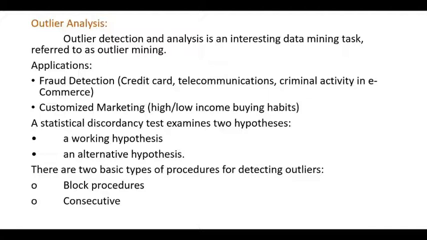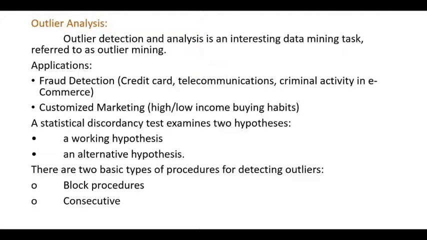statistical distribution-based outlier detection. The statistical distribution-based approach to outlier detection assumes a distribution or probability model for the given data set. A statistical discrepancy test examines two hypotheses: the working hypothesis and the alternative hypothesis. There are different kinds of alternative distributions: inherent, mixture, and slippage.